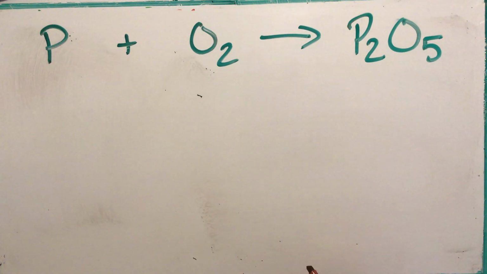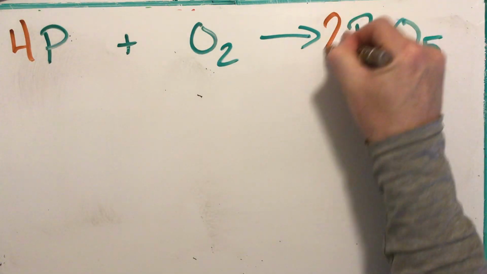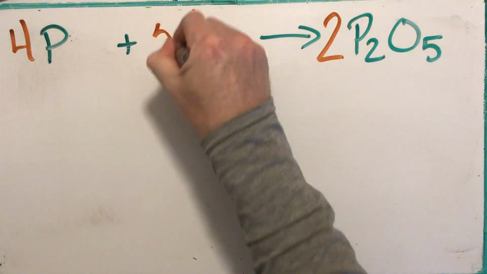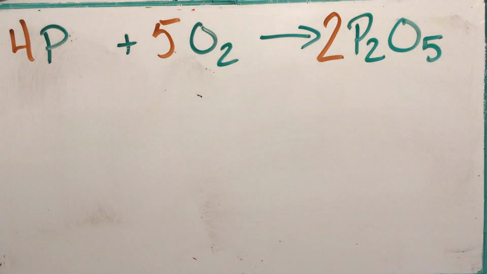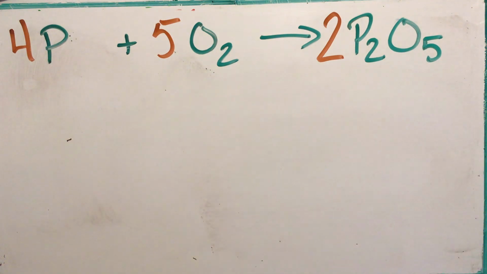So this one gets a little bit tricky. I'll need 4 of these, 2 of these, and 5 of those to balance this off. So there's A done. A was, give me the balanced chemical equation. This is it right here.